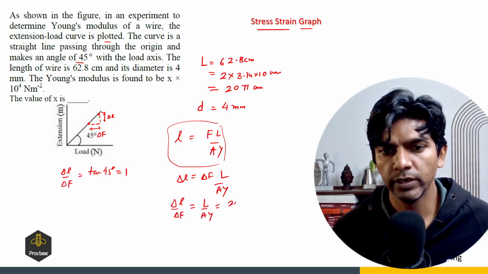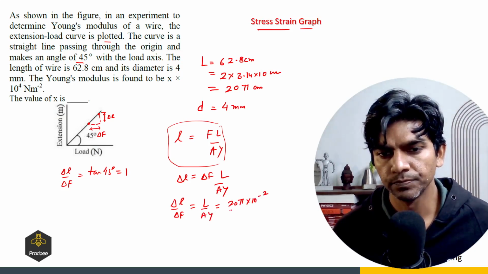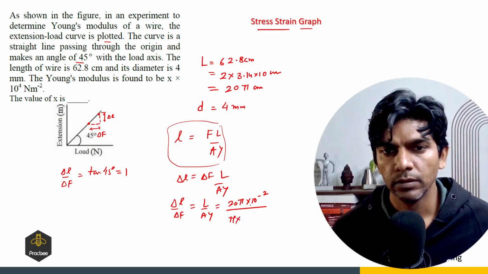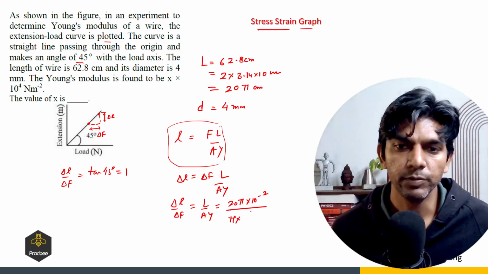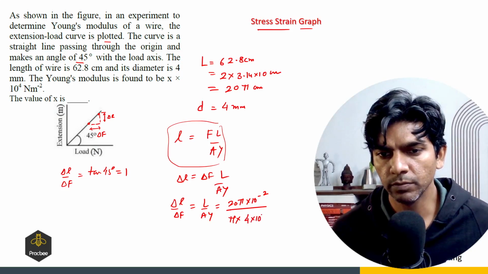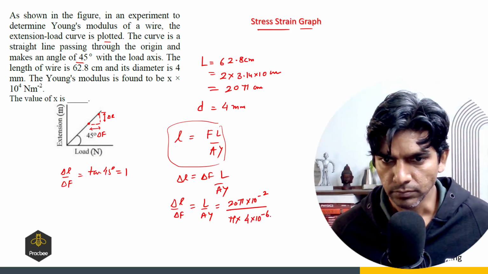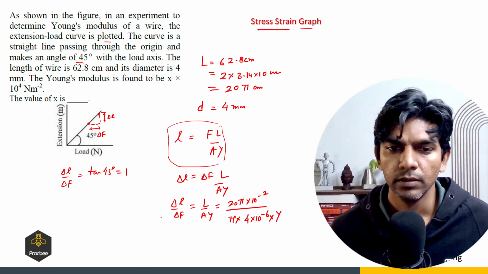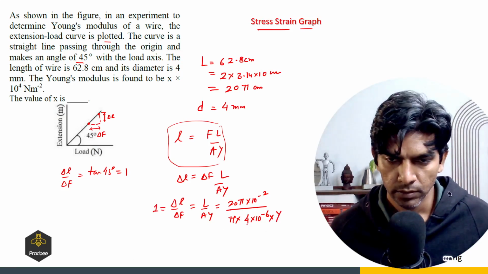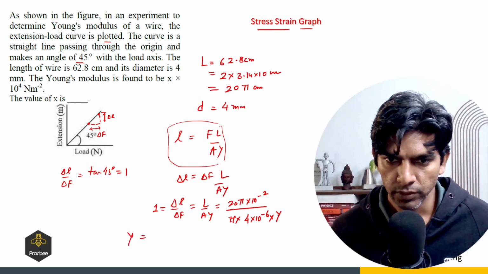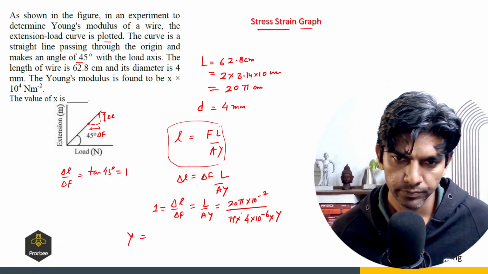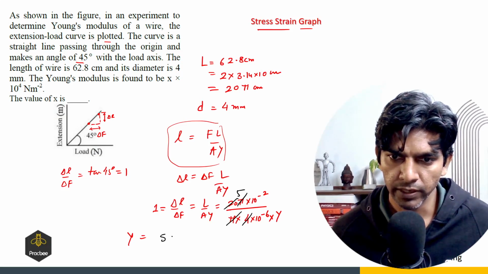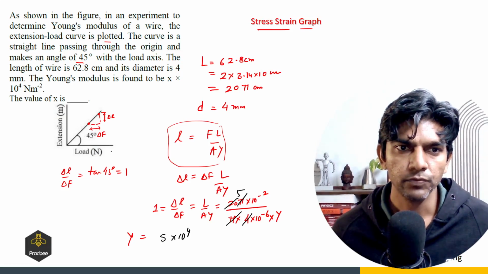Length is given as 20 pi into 10 raised to power minus 2. Area of cross section will be pi into, and D is 4 millimeters, so radius will be 2 millimeters, so 4 into 10 raised to power minus 6. And the Young's modulus we have to calculate. So this is 1. Now from this, Young's modulus will be, so pi will get eliminated. So this will give us 5. So Young's modulus will be 5 into 10 raised to power 4. So 5 is the answer, right?